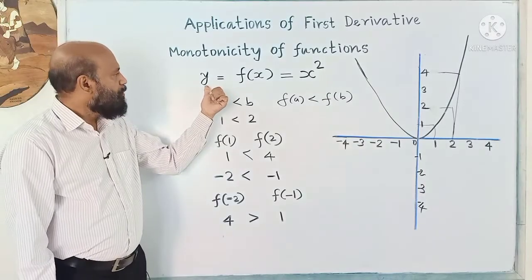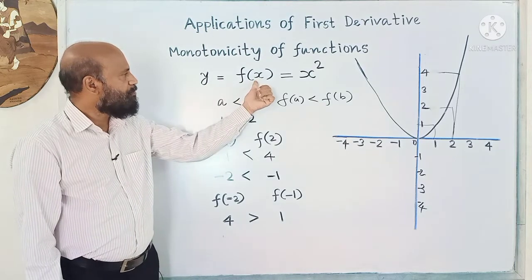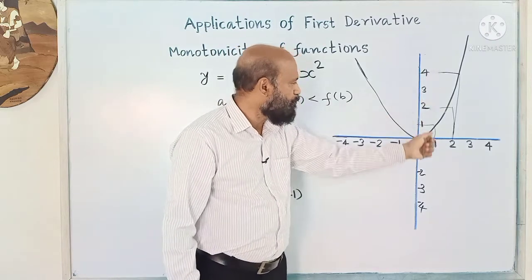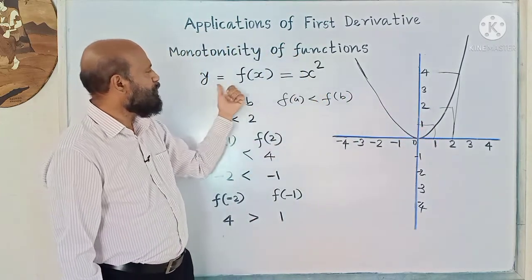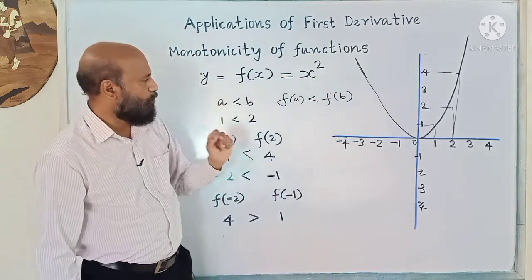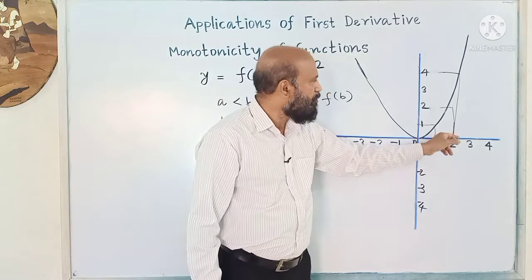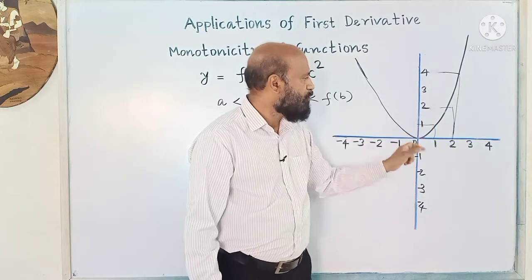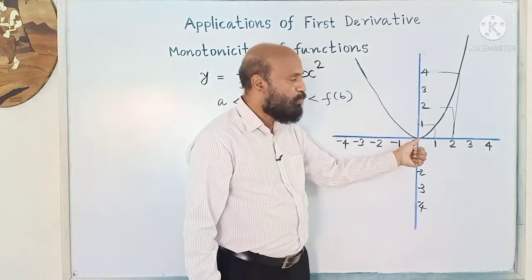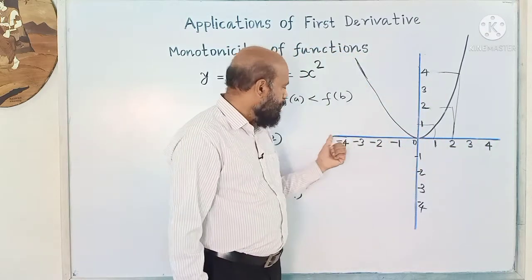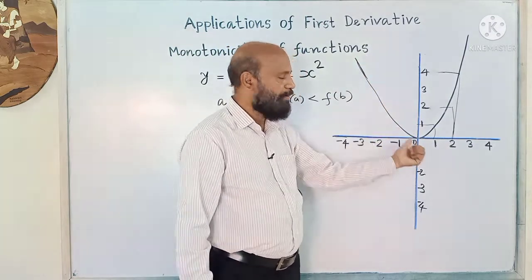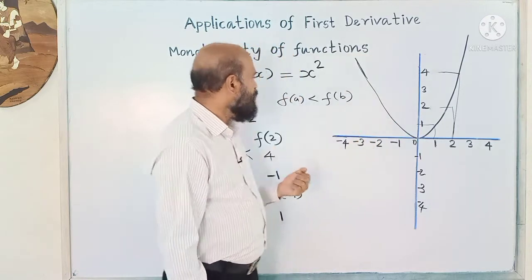Let us see another example. Y is a function of x, that is x square. Y is equal to x square. So this is the graph. When x is 1, y is 1. When x is 2, 2 square is 4. When x is increasing, y is also increasing. So here graph is rising from 0 to infinity. Minus infinity to 0, the graph is falling. It's decreasing.